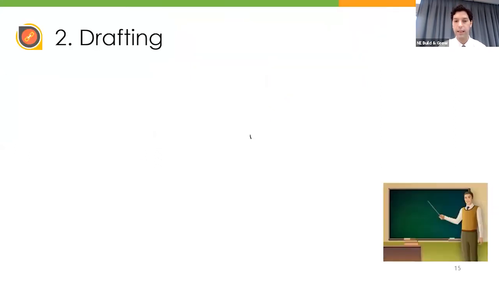Let's go to the next section now. So we've done some pre-writing exercises and the students are basically ready to go. They've discussed and we've talked a lot about different scary experiences. So now we're going to start the drafting process. So what does the drafting process involve?